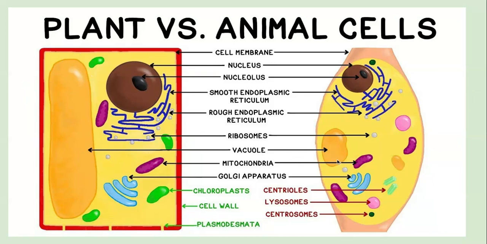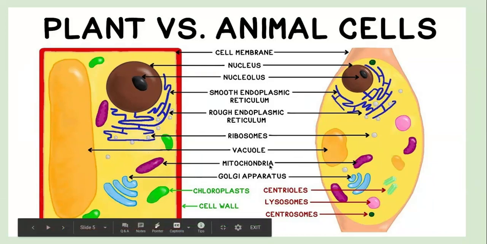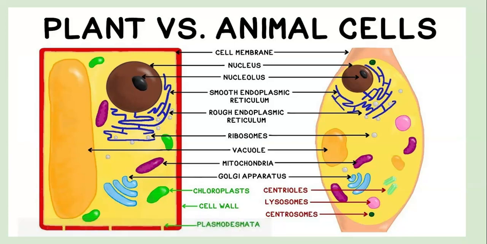The next difference is the type of organelles. If you look at my diagram here, whatever is listed in green is exclusive to the plant cell. That means it's present only in the plant cell, and that is the chloroplast, which is the organelle containing chlorophyll, the cell wall I already told you about, and plasmodesmata, which are the breaks in the cell wall through which the cytoplasm of adjoining cells interconnect.